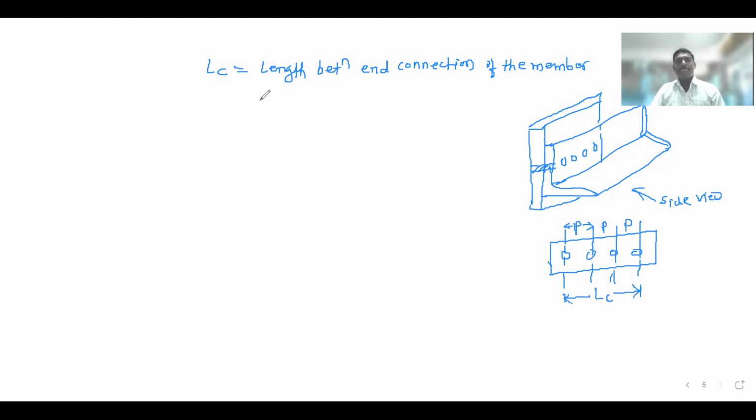This is the LC. So LC is how much? LC is nothing but number of pitch into pitch distance, correct? Whatever I have written, is this correct? Yes, sir.